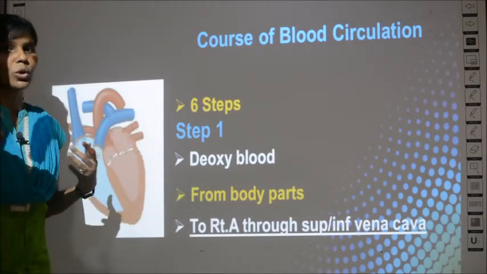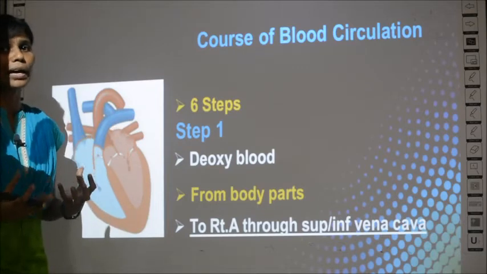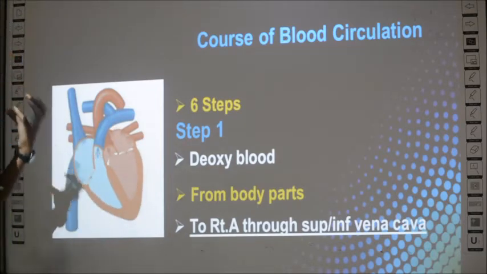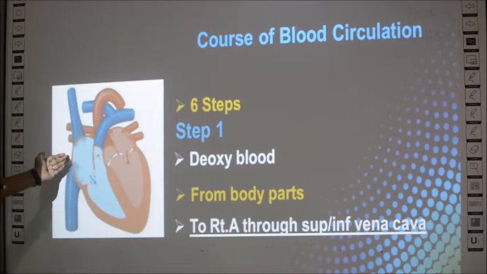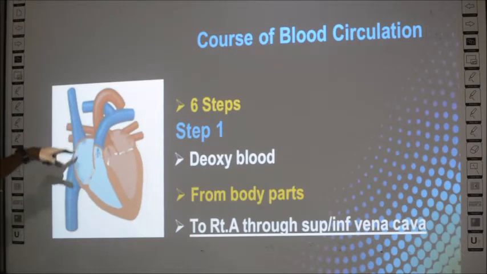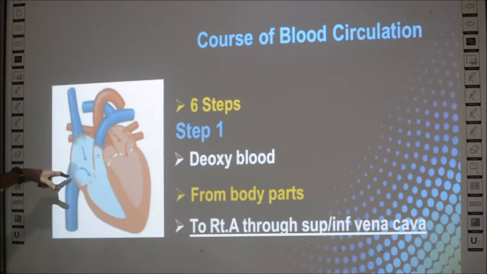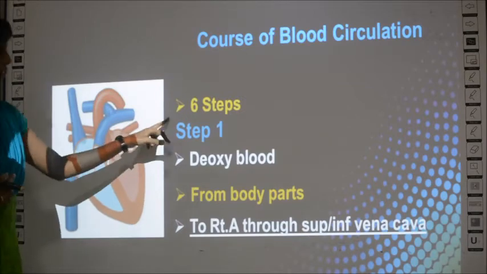So after traveling to all parts of your body, the blood will have more carbon dioxide, no? So that deoxygenated blood will enter the right atrium, this chamber, through the superior vena cava. Yeah, this is the first step.